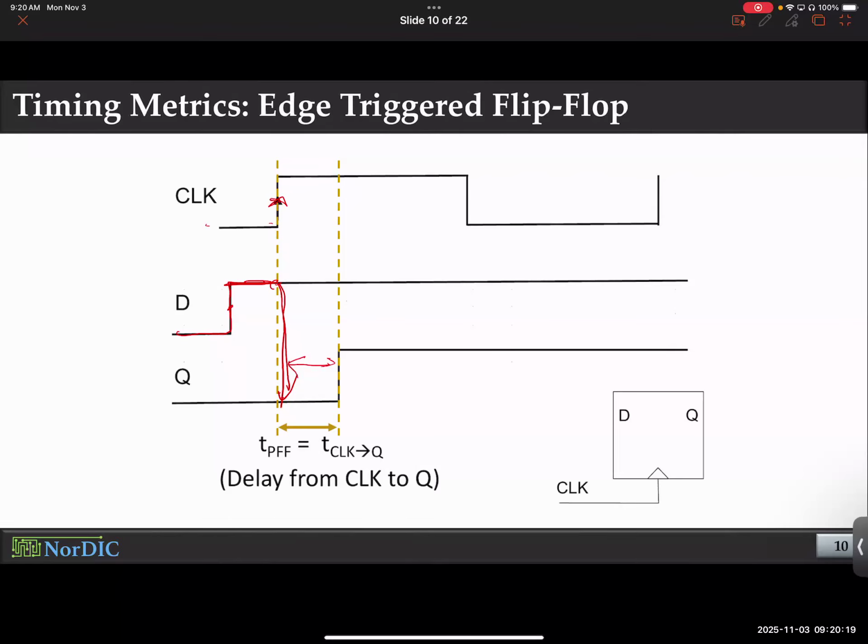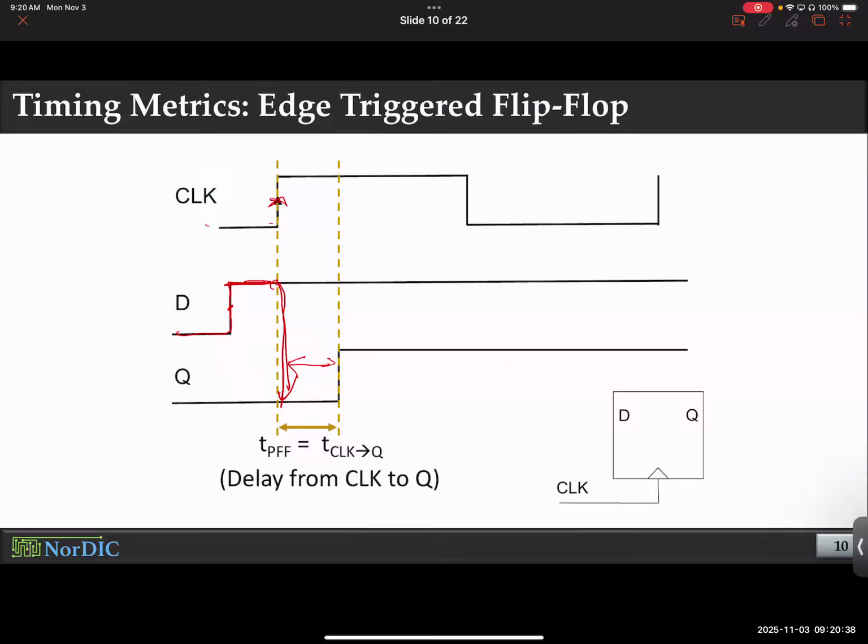And this delay is called clock to Q delay. Get used to this term because this is the standard terminology you always use. Why clock to Q delay? Because we measure the delay from the clock edge. Remember, clock is the boss. Whenever you get an edge, action starts.